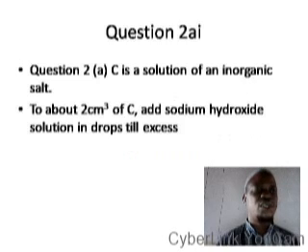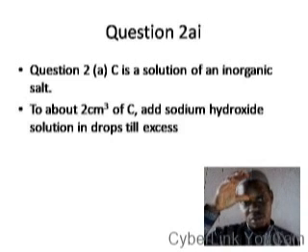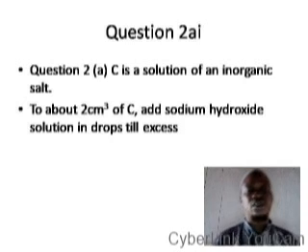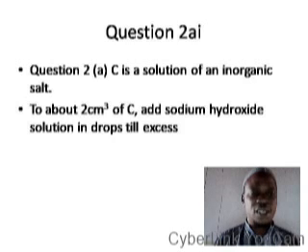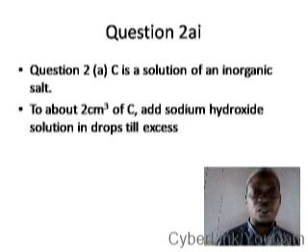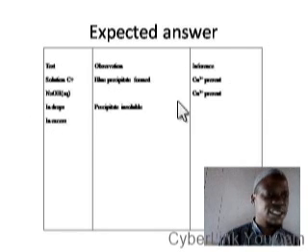Now question 2, the question states that C is a solution of an inorganic salt. To about 2 cubic centimeters of C, add sodium hydroxide solution in drops till excess. This is what you are already familiar with. To solve this type of question, what you need to do is to draw a table showing tests, observation, and inference. Your test is what you are going to carry out. Your observation is what you observe after carrying out the test. Then the inference is what you can bring out from the result of your test. And the table that you are expected to draw is like this.